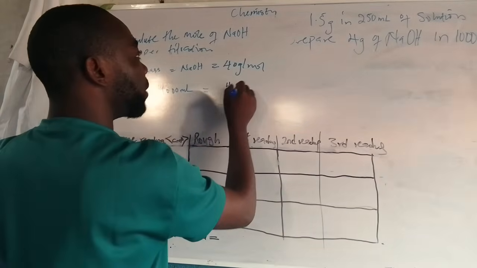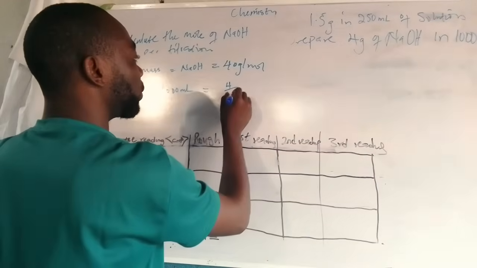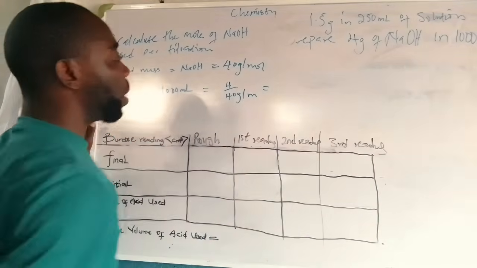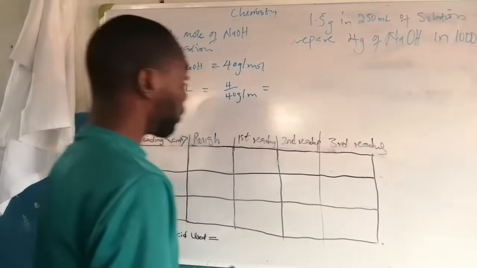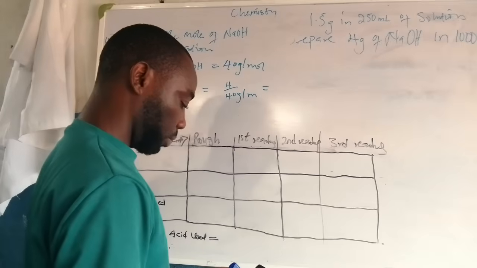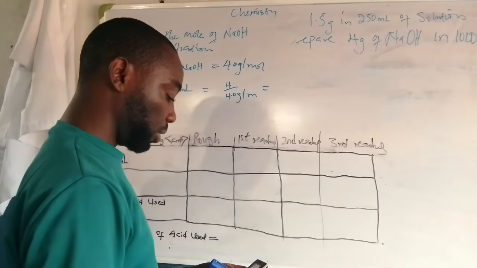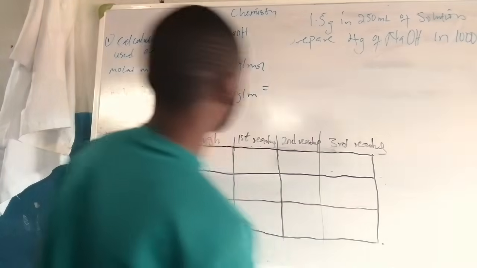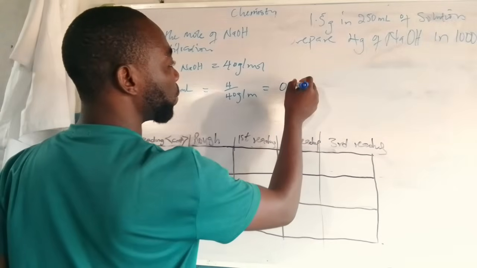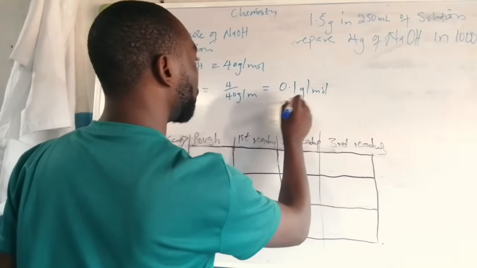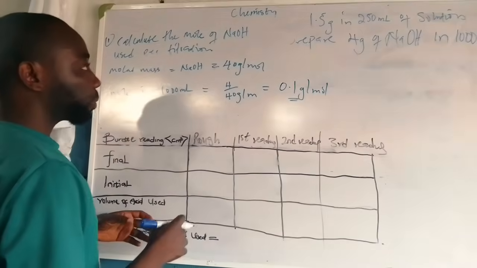4 divided by 40 grams per mole. Okay, so when we divide it, 4 divided by 40, it will give us 0.1 gram per what? Per mole. So this is what it will give us in mole.